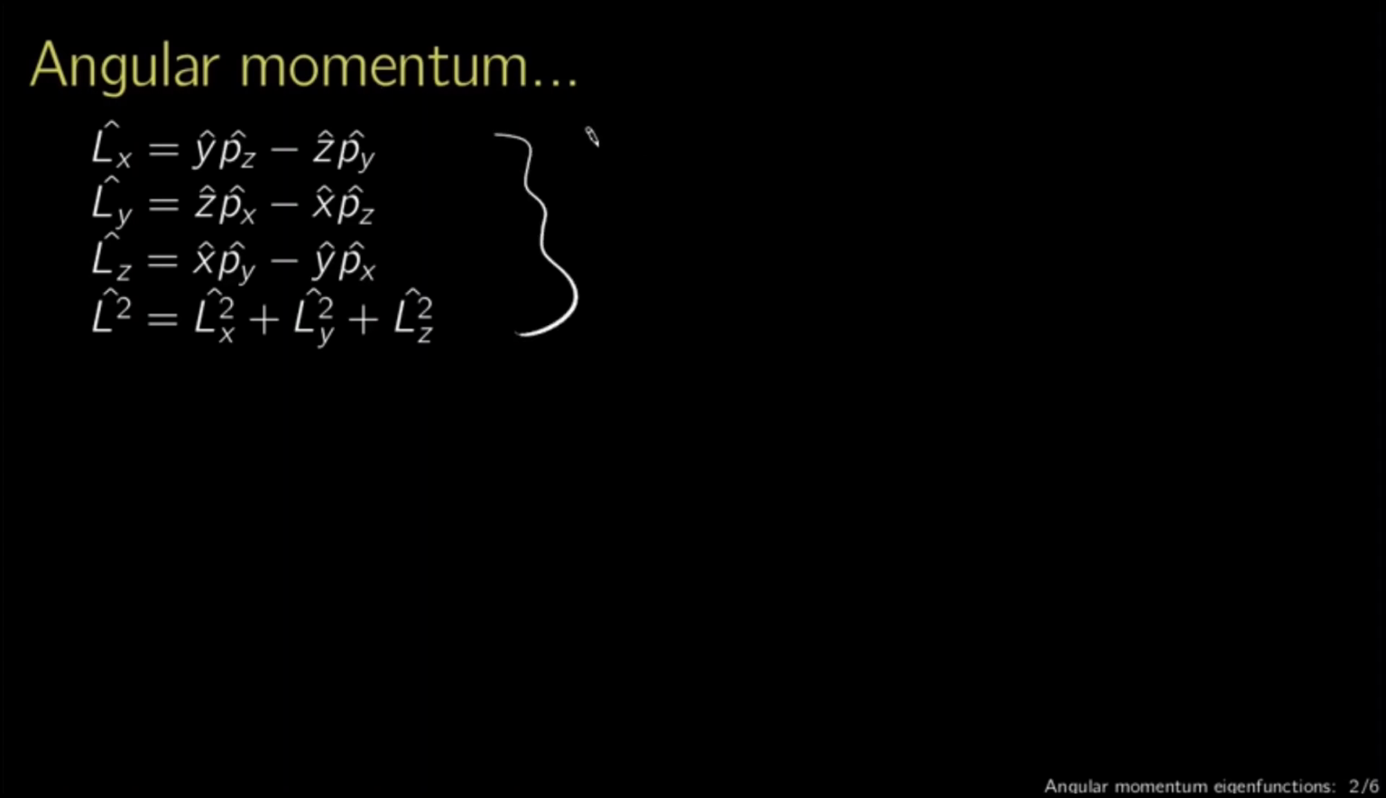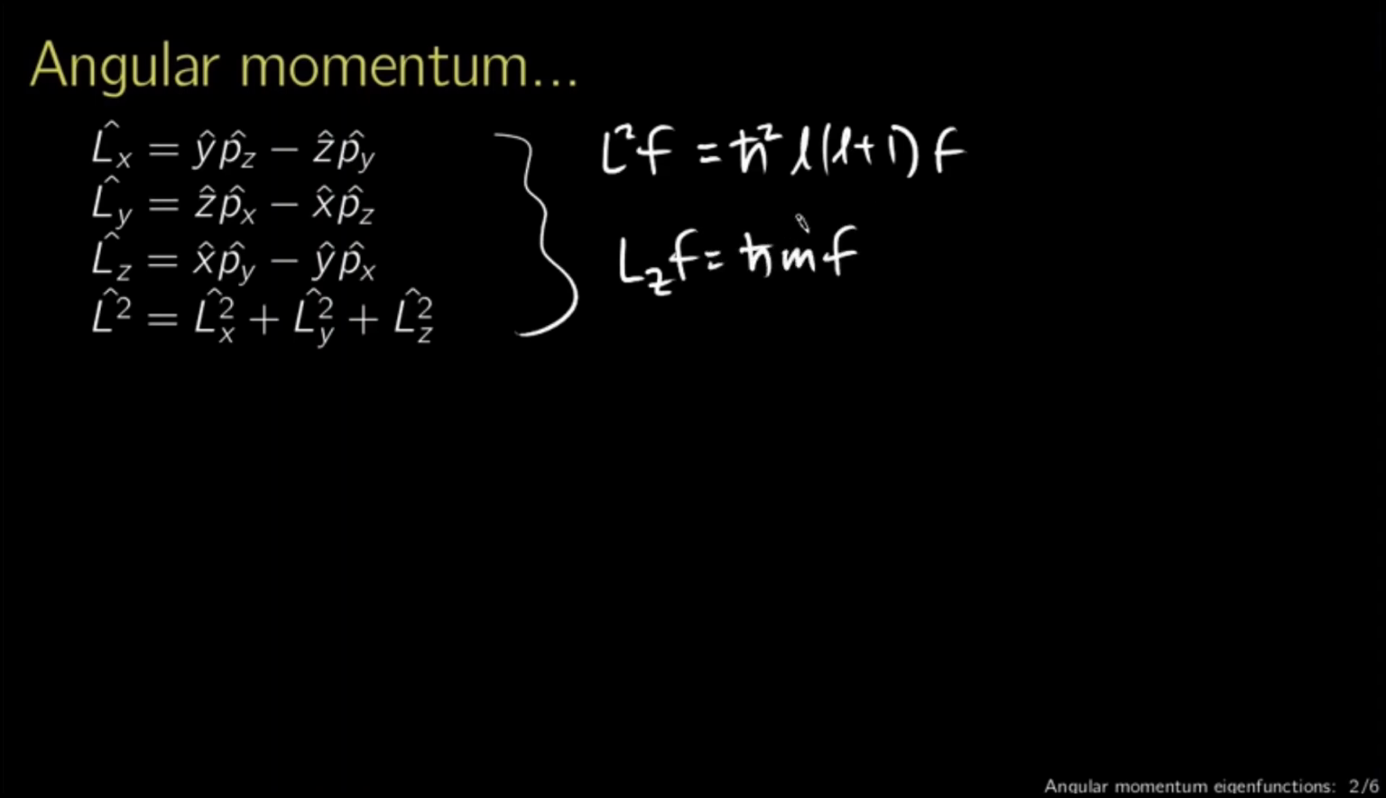Just by manipulating these, we were able to derive expressions like the eigenfunctions of L squared had this sort of form. h bar squared l(l+1) was our eigenvalue. Likewise, for L sub z, we ended up with eigenvalues of the form m times some constant h bar. The l's that we got had to be half integers, either 0 or 1/2 or 1 or 3/2, etc. And the constants m that we got here had to be between minus l and l, going up in steps of 1.